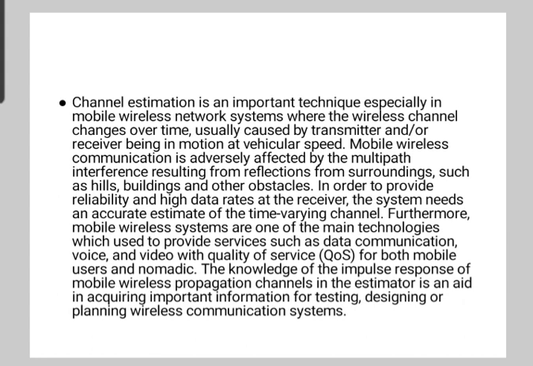Now for this Okumura model, the frequency coverage is 150 to 1920 megahertz. The mobile station antenna height is between 1 meter and 10 meter. The base station antenna height is between 30 meter and 1000 meter, and the link distance is between 1 kilometer and 100 kilometer.